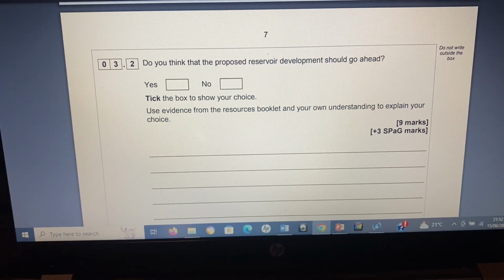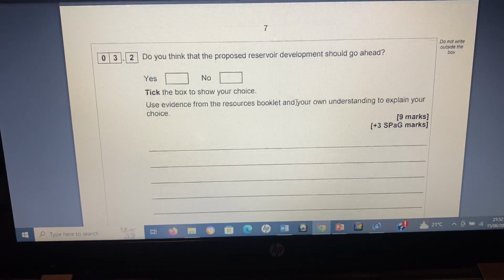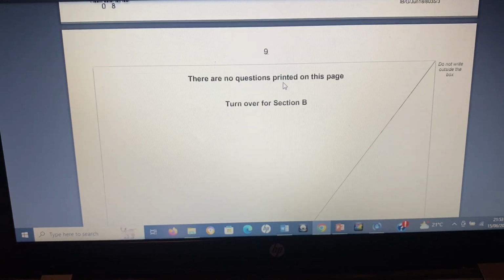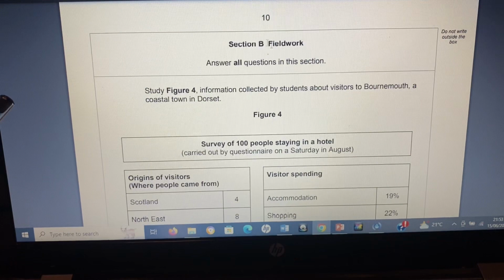Okay, so this is for unseen fieldwork, which is the second half of paper 3. After you've done your pre-release, your 9 marker should look something like this. Once you get your 9 marker done, you'll turn over, it'll say end of section A. You're going to be turning on to section B now. Section B will have this first part, which is fieldwork.